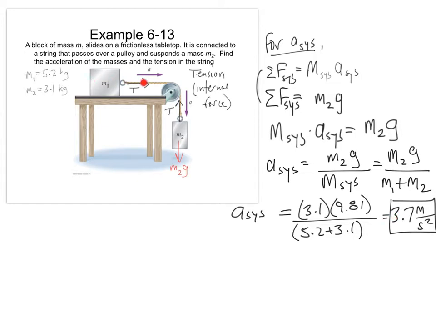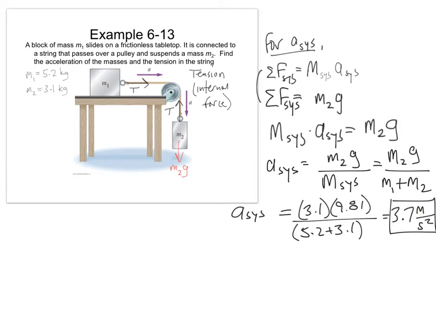This part is moving horizontally, and this part is moving vertically, and that's an example of what pulleys do. Pulleys redirect forces or can redirect vectors, but they don't add anything to it. They just change the direction of them. But every part of that system is moving at 3.7 meters per second squared.